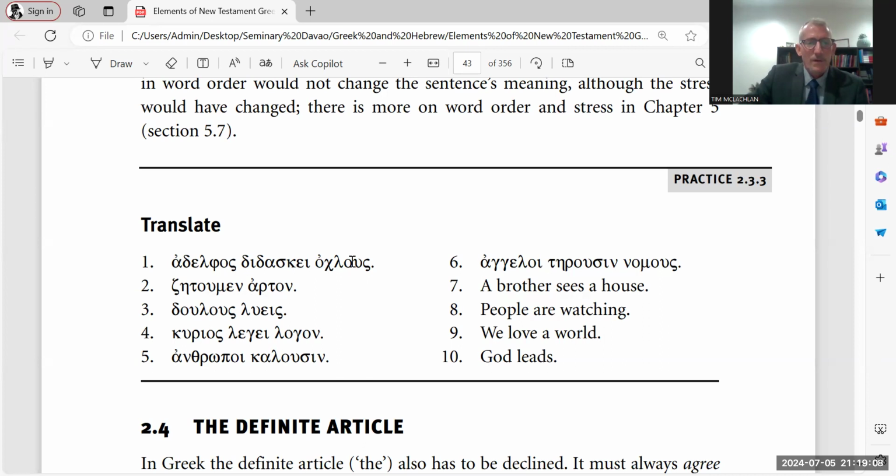And then oklus, which you should remember as being crowds. And the word crowds, they're not performing the action. They're the ones being taught by the brother. See, the brother is teaching, and that's present active indicative, so he is teaching now. It's a statement of fact. Our brother is teaching crowds.